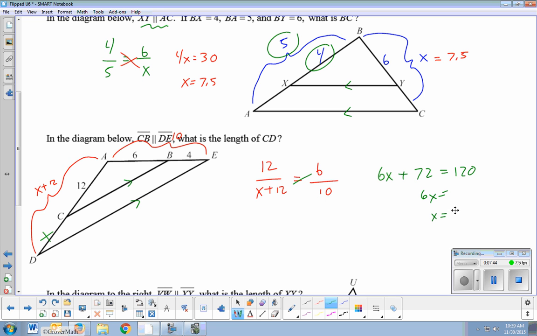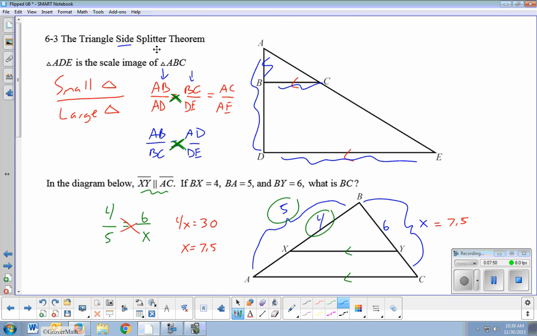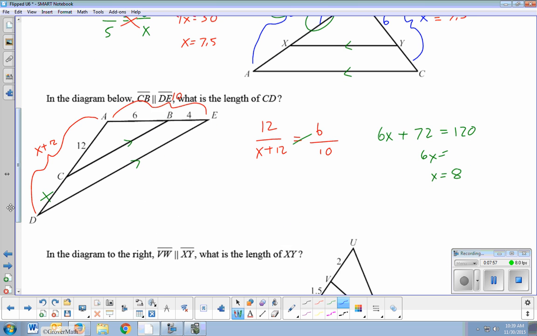But there's actually another way to solve this question. And that's actually why the title is called the side splitter theorem. That we could do proportions, as I've been saying, but when it comes to a very specific case, there's another proportion you can do. And it's only this specific case.